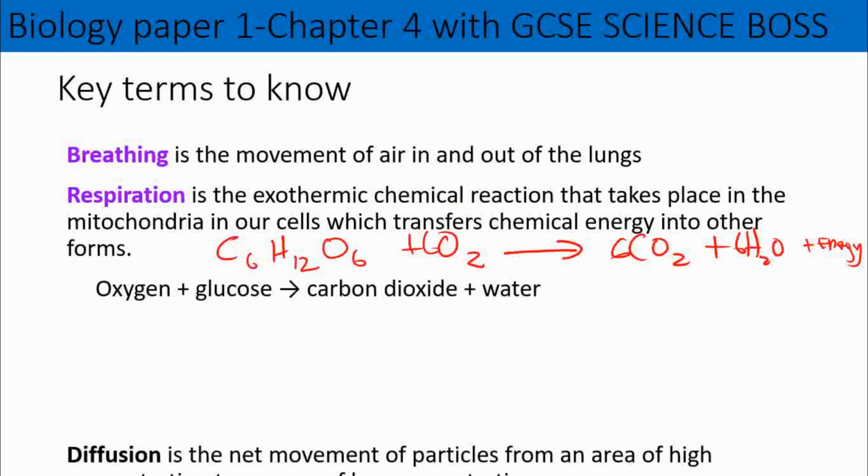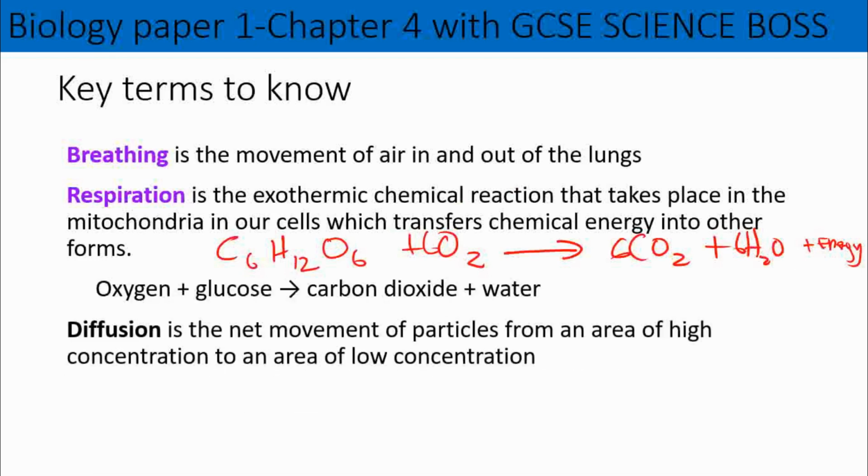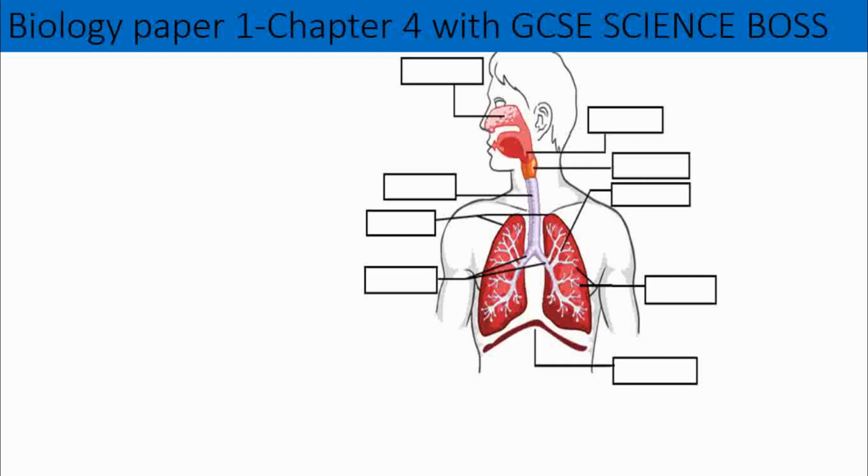Diffusion is also a term that you need to remember, which is the movement of particles from high to low concentration. Now, you need to be able to label the different parts of your breathing system. So you have your nasal cavity there. Then the air comes down, it passes the pharynx. The pharynx doesn't take part, but the air passes the pharynx, it passes the larynx, and then it goes down into your trachea, which has that ring of muscle there.